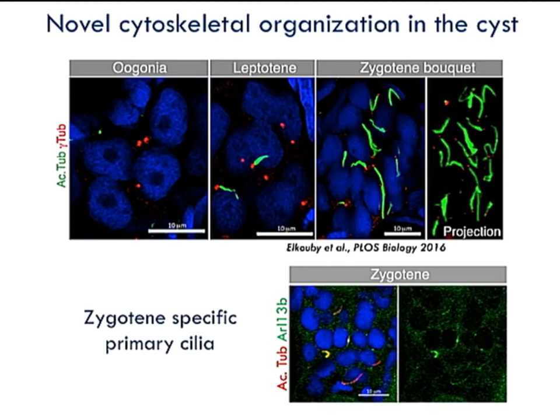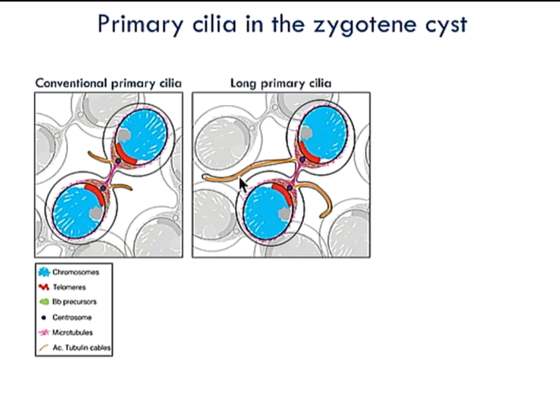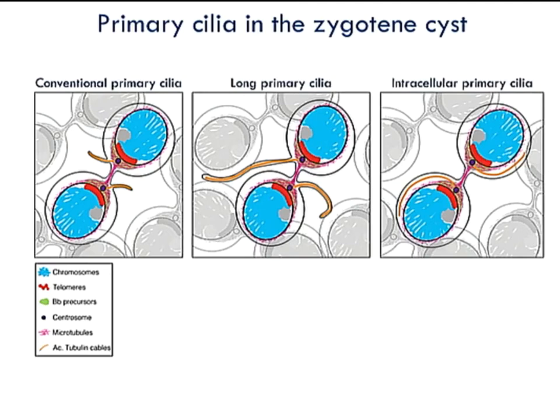And so in the zygotene cyst, where cells are still connected with cytoplasmic bridges, those primary cilia could represent conventional primary cilia as short or mild cellular protrusions. They could also represent an exceptionally long subtype of primary cilia, as some of the cables appear long. And they could also represent a specialized subtype of primary cilia that is actually intracellular.